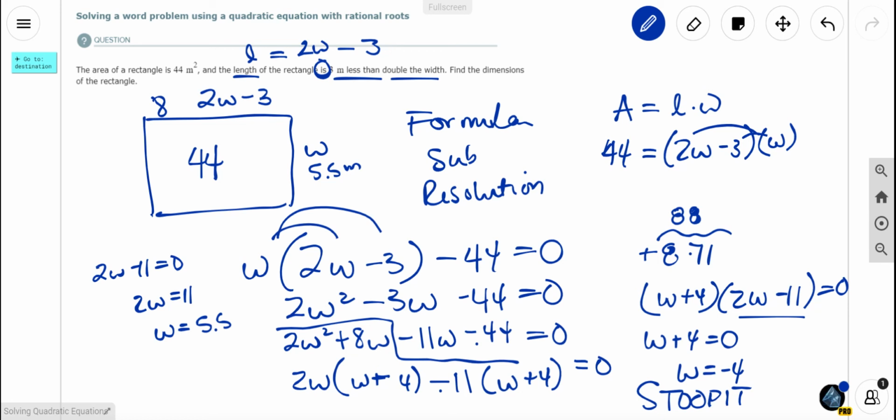What did I do wrong? 8 times 11. No, it's not. 8 times 11 is 88. Yeah, that's right. So half of 11 is 5.5 times 8 is 44. Check. It works.